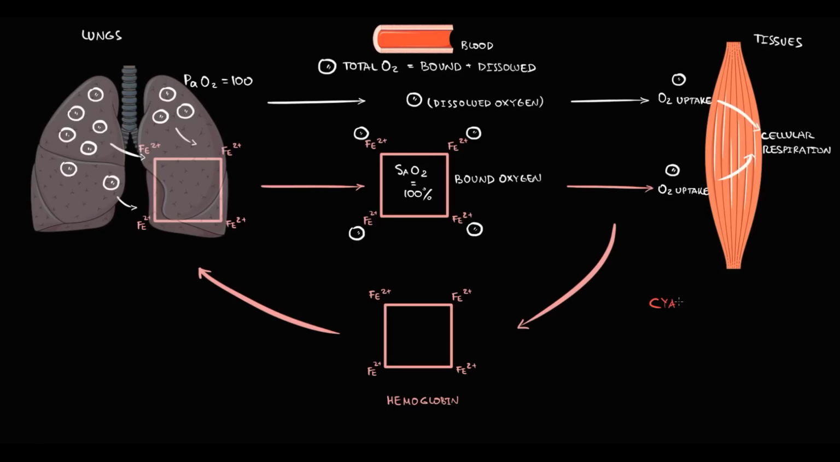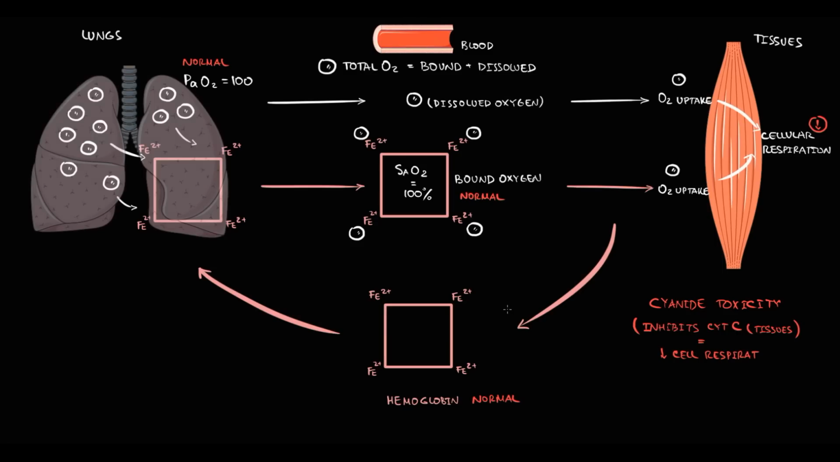In cyanide toxicity, the problem is that cyanide inhibits cytochrome C in tissues, which results in a decrease in cellular respiration. So basically, tissues are not able to use oxygen. But everything responsible for oxygen delivery to tissues is unaffected. So every value here is normal because the problem is at the endpoint, which is the tissues.